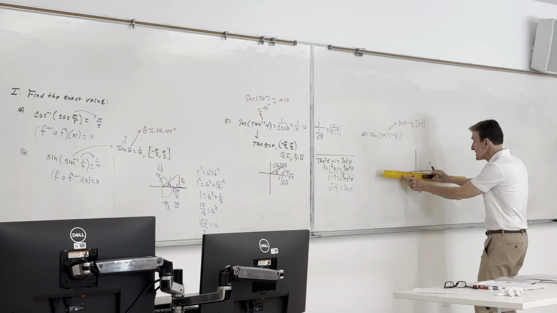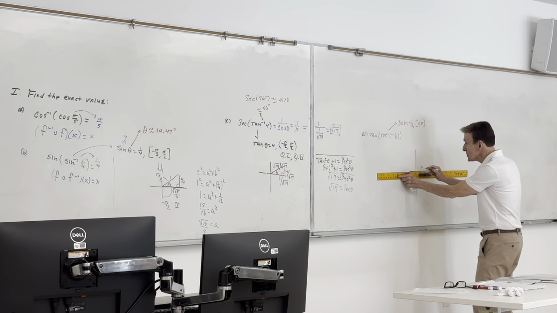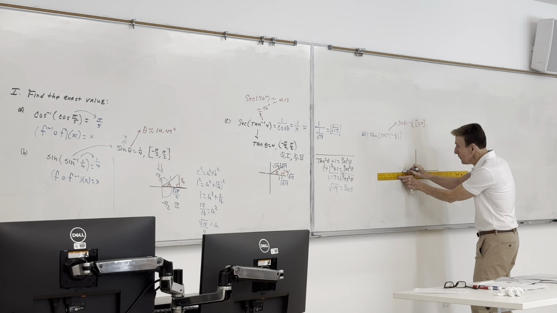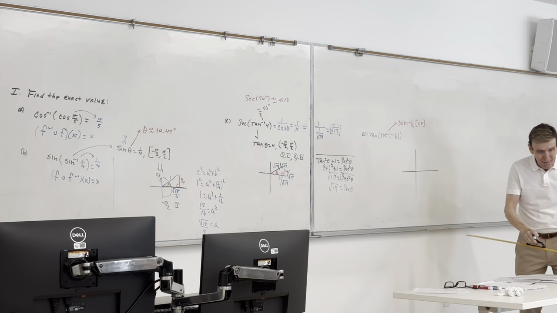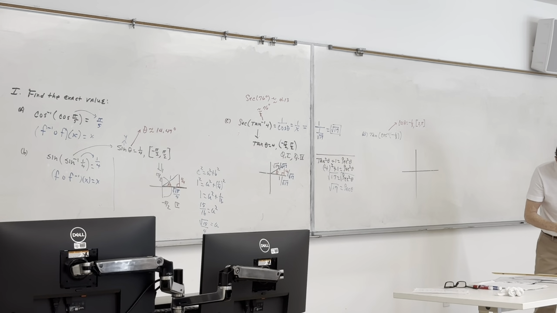Now I gotta decide which is it. Is it 1 or 2? Miriam, help me out. Is it quadrant 1 or quadrant 2? Because the restriction says one of those. Quadrant 2. Why? Because the cosine is negative. In quadrant 1, cosine's positive, everything's positive. So you're in quadrant 2.